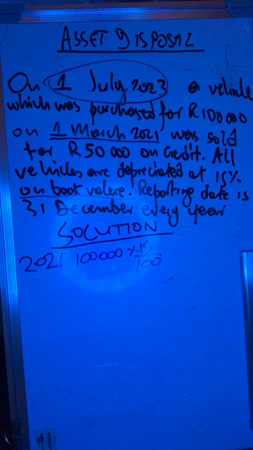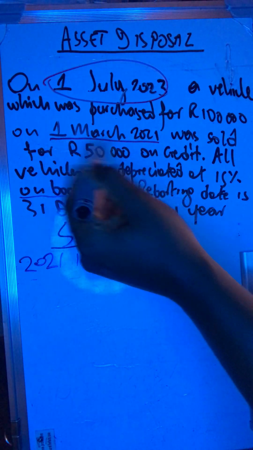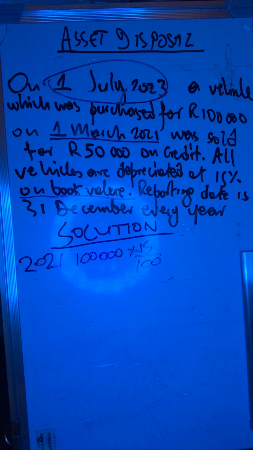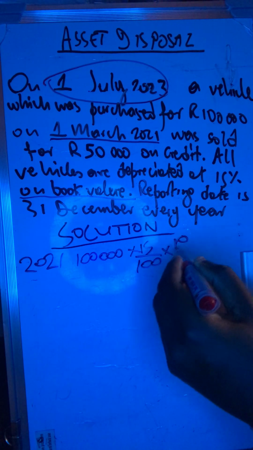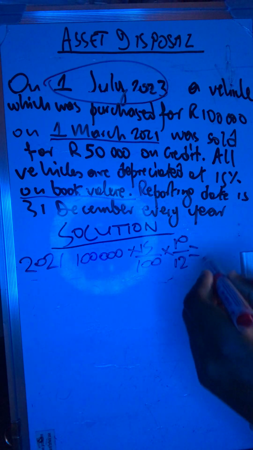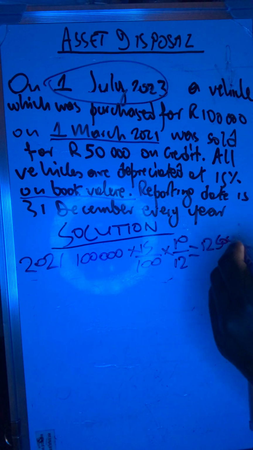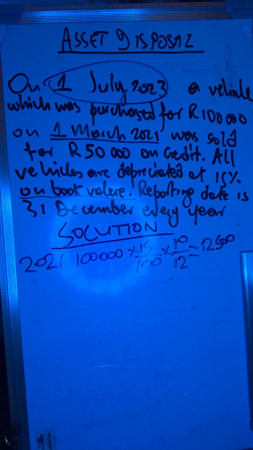This asset, we had it from the 1st of March 2021. So from the 1st of March 2021 until the 31st of December 2021, how many months is that? March, April, May, June, July, August, September, October, November, December. It's a total of 10 months. So we're depreciating this asset for year 1 for 10 months, times 10 over 12. Our depreciation for year 1 is 12,500. We are done with year 1.